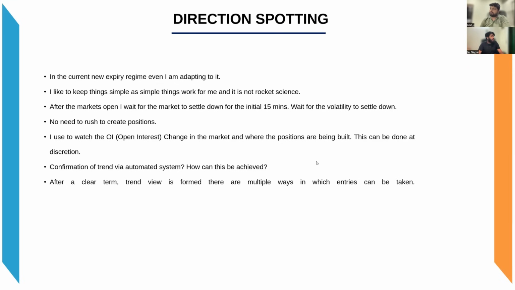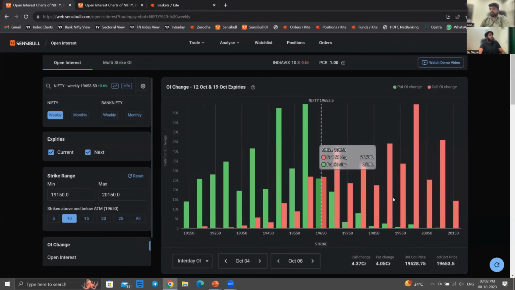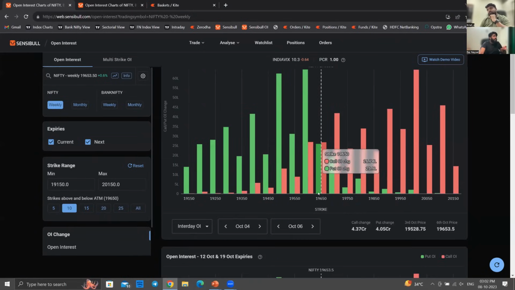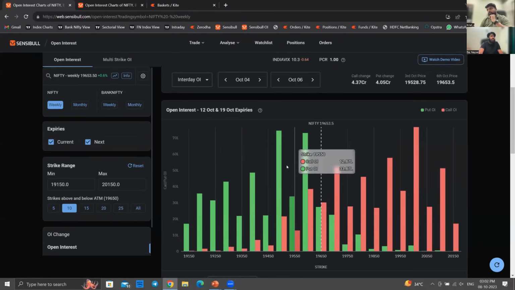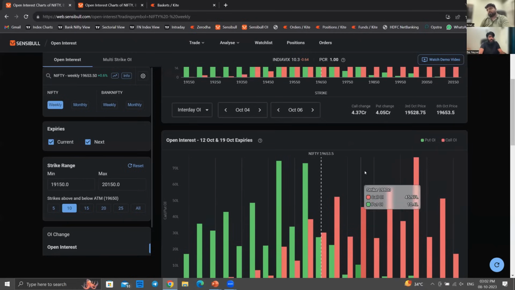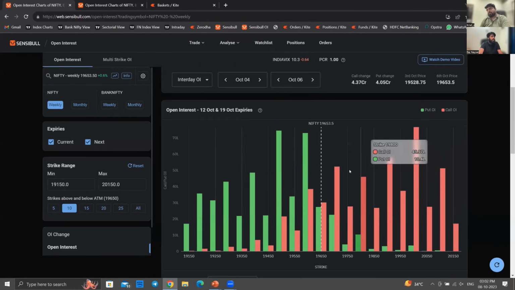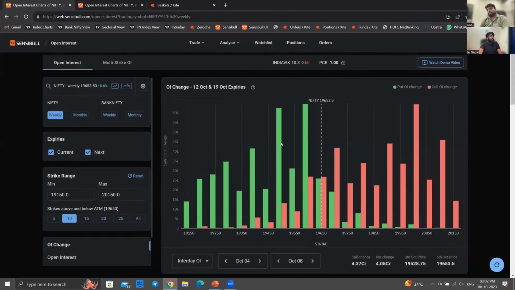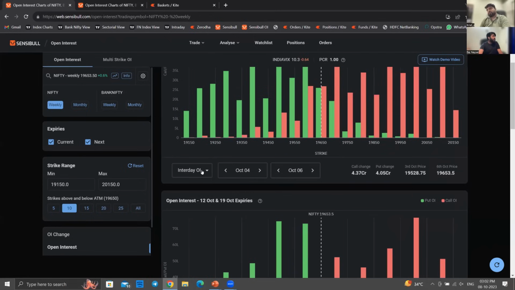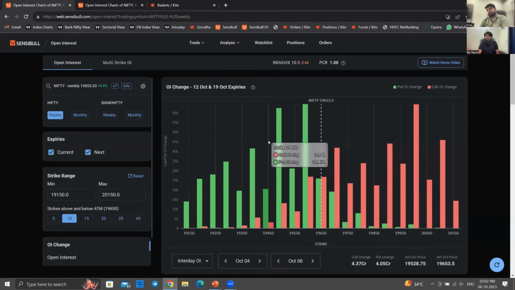Now let's take an example. This is a platform called Sensible, and there are many other platforms as well, including free ones. With Zerodha we now get this for free. As of now, intraday OI has been disabled because the markets are not open. We will see from the previous day's OI where the new positions are being built, and then we can form our view of where the market can find basic support or resistance and reverse.